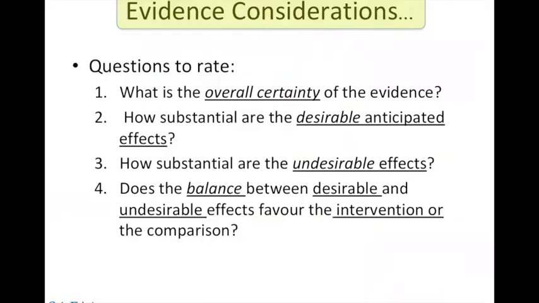So looking at the evidence, this has been probably well covered in previous videos, so we won't have to spend much time on this. So the 4 questions are, what's the overall certainty of the evidence? How substantial are the desirable effects? How substantial are the undesirable effects? And then what's the balance between the desirable and the undesirable effects for whatever intervention your group is discussing?